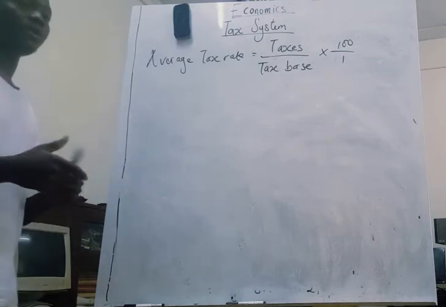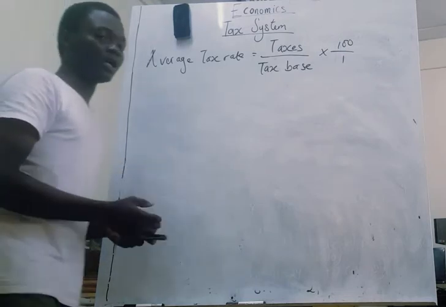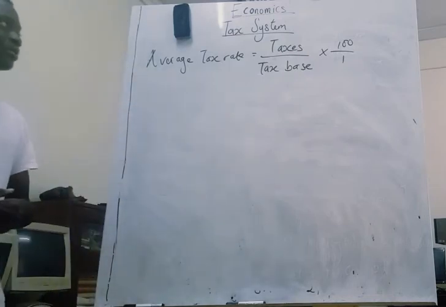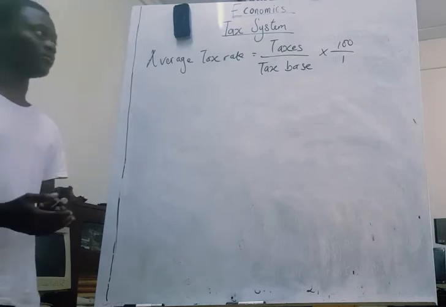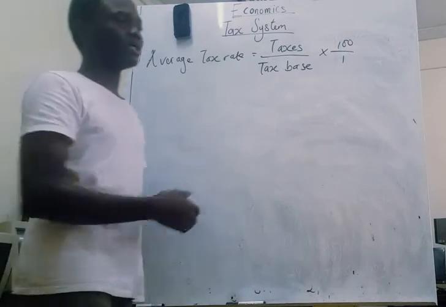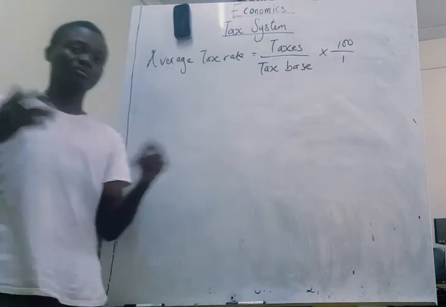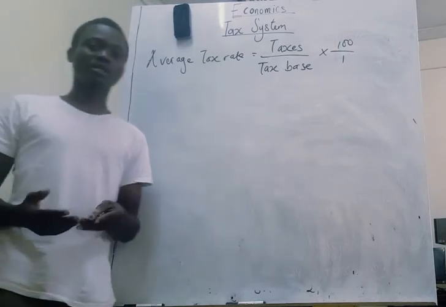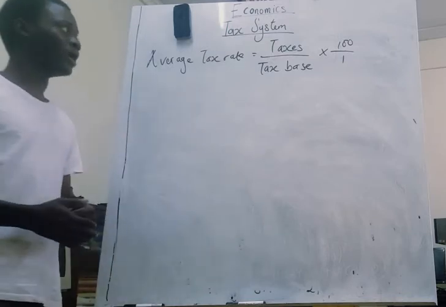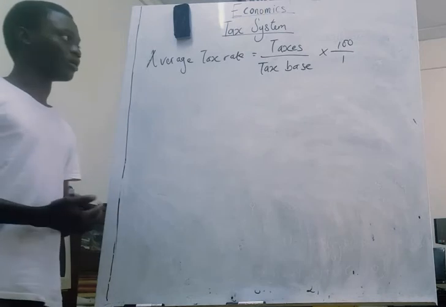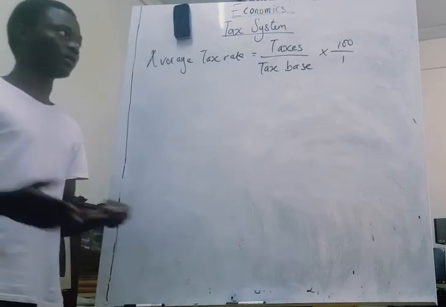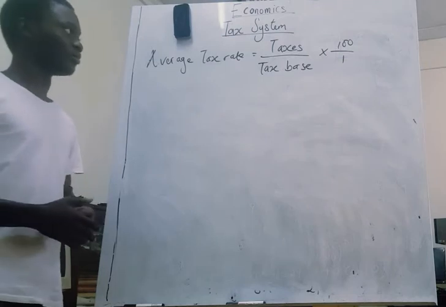There is also a related concept to the average tax rate, which is called the marginal tax rate. The marginal tax rate is the change in taxes that an individual pays from a change in tax base. Now, what is a tax base really? A tax base is the object of taxation, simply what is being taxed. It might be the income of a consumer, the wealth of a consumer, or other things that might be the object of taxation.